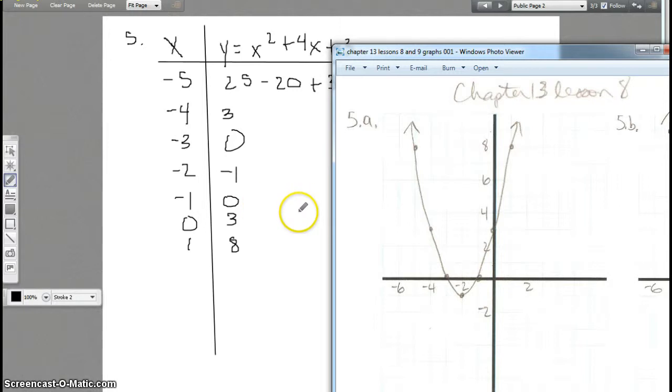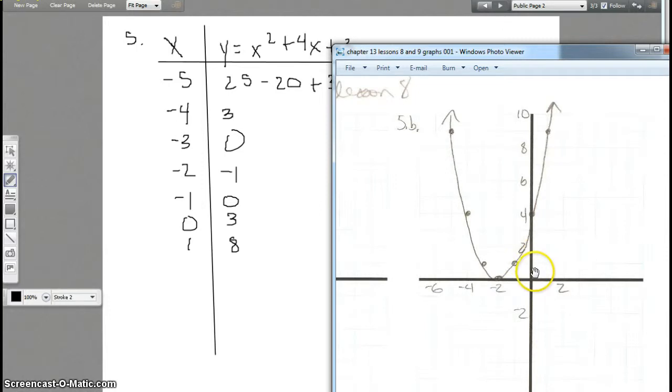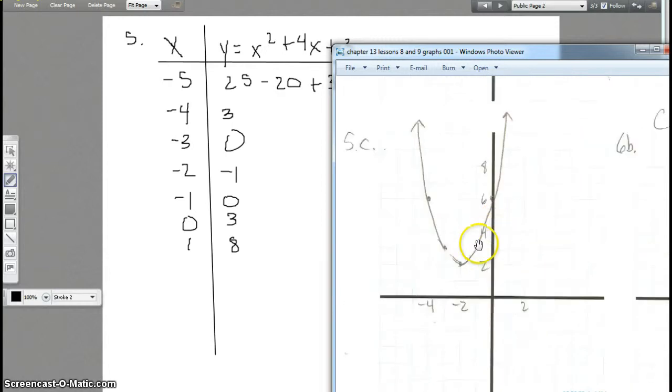Now, I'm not going to go through plotting out data tables for parts B and C. I'm just going to show you what they look like. This is the graph for equation B. And then this is the graph for equation C. So these are the 3 graphs. Now, in parts D, E, and F, it says use your graphs to find solutions to the equations.